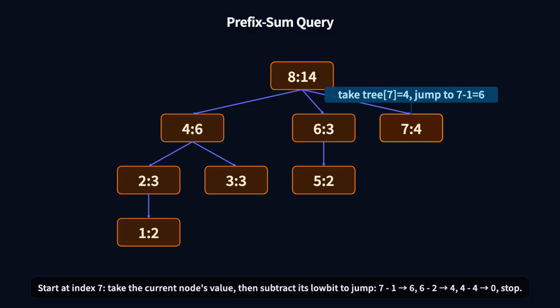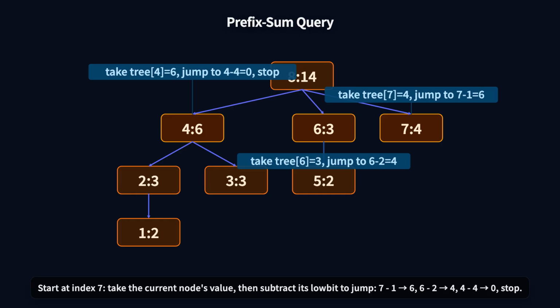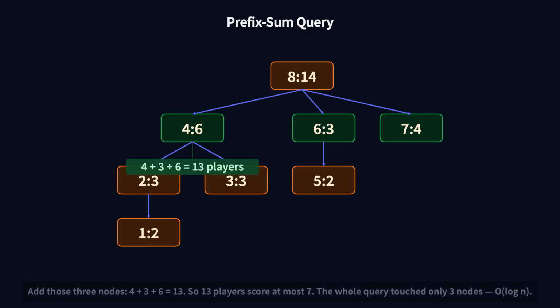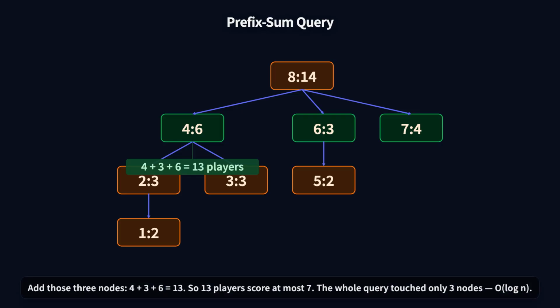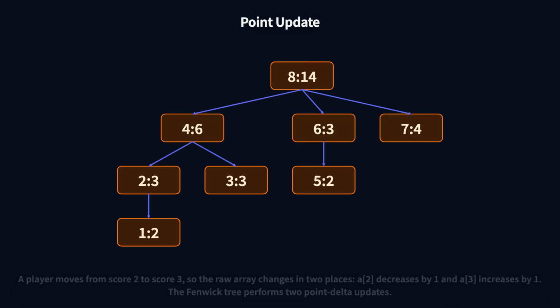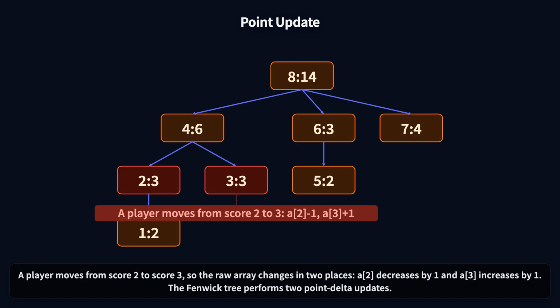Start at index 7. Take the current node's value, then subtract its lowbit to jump. 7 minus 1, 6, 6 minus 2, 4, 4 minus 4, 0, stop. Add those 3 nodes. 4 plus 3 plus 6 equals 13. So 13 players score at most 7. The whole query touched only 3 nodes. O(log n).